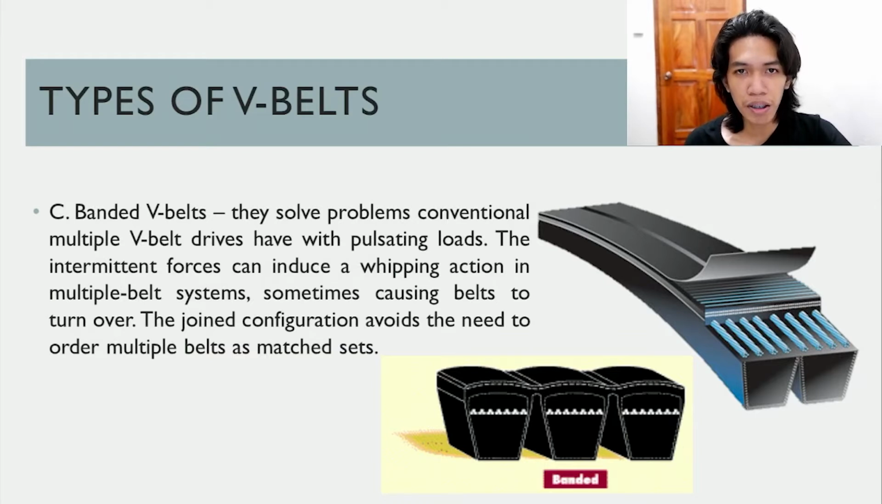C. Banded V-belts. They solve problems conventional multiple V-belt drives have with pulsating loads. The intermittent forces can induce a whipping action in multiple belt systems, sometimes causing belts to turn over. The joint configuration avoids the need to order multiple belts as matched sets.